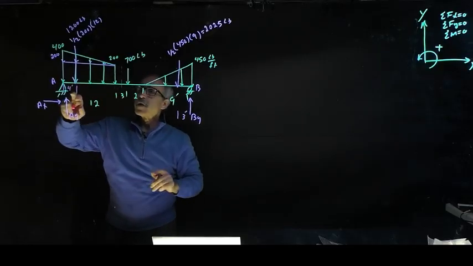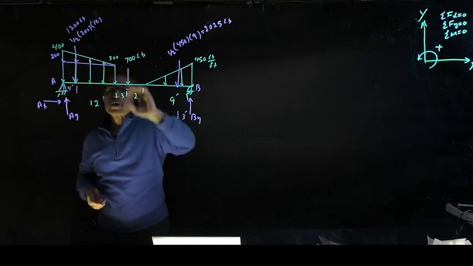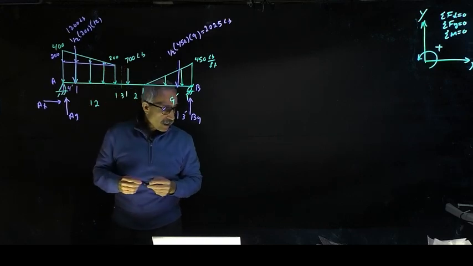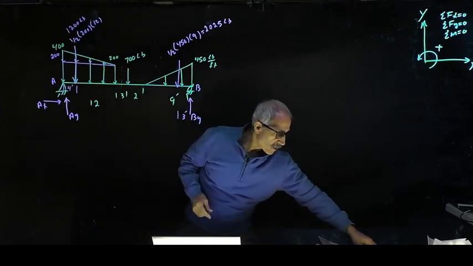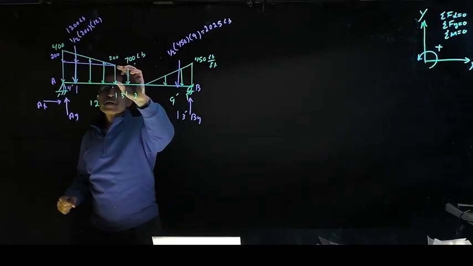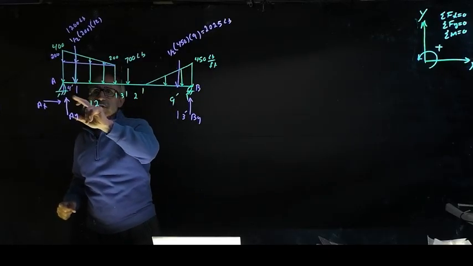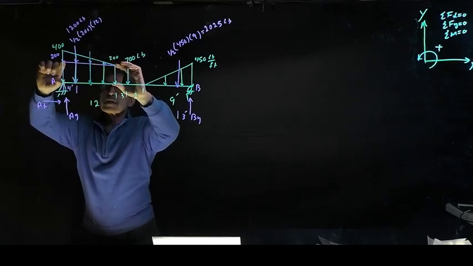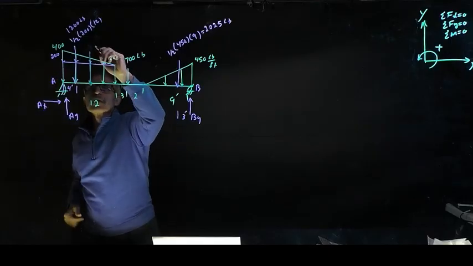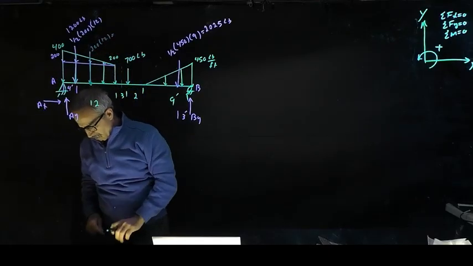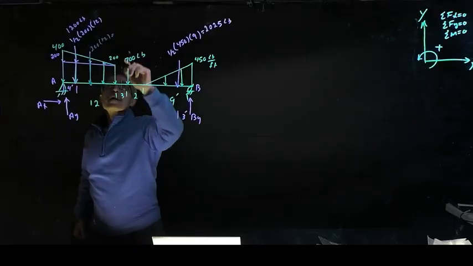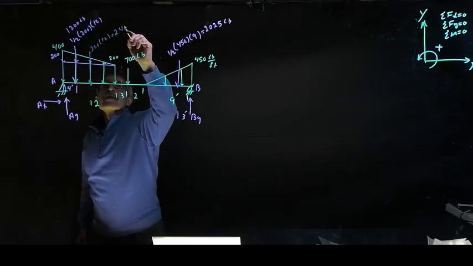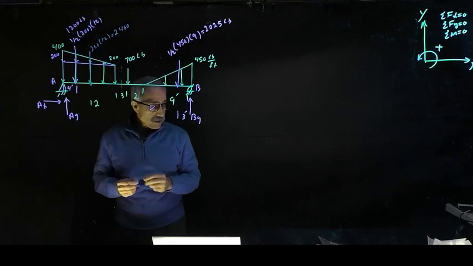Okay. Now let's deal with this portion itself, this rectangular portion. Let me use a different color here. And the center of the rectangular is, if this is 12, it's going to be 6 feet. So it's going to be right here. So I'm going to replace this one with one load right there. And that's going to be the area of this rectangular, which is 200 by 12. 200 times 12. And that's equal, we got 2,400. All right. That's it. You're basically done.